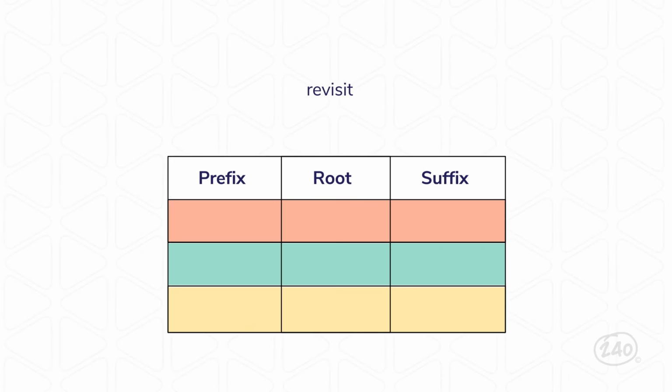Here are some examples. Revisit. This can be broken into the prefix re and the root word visit. Colorful. This word has a root, color, and a suffix, full. Unbelievable. This one has the prefix un, root believe, and suffix able.